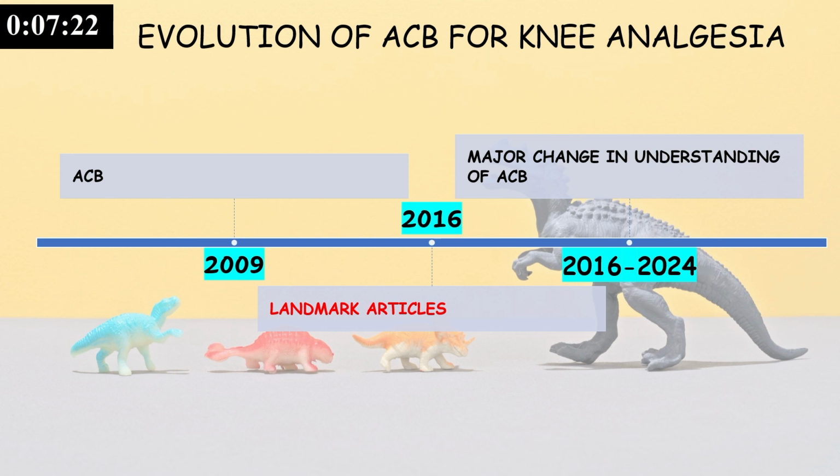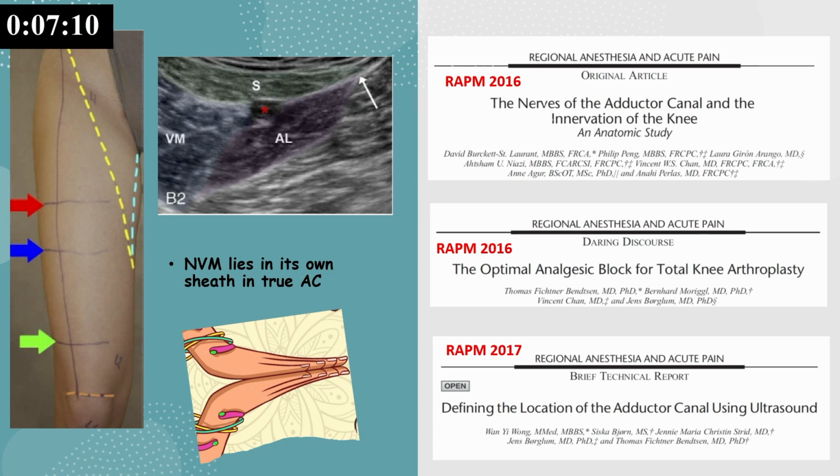From 2016, 3 major landmark articles came into the literature, which I'll be showing you, and they have helped us in understanding the current concept of adductor canal block. So these are the 3 landmark articles which I request you to kindly go through. Basis of this, they said if you use the anatomical landmark between ASIS and the superior pole of patella, midpoint, you will be in the distal femoral triangle. If you use the midpoint of inguinal crease till superior pole of patella, you would be in the adductor canal. That is the true adductor canal block.